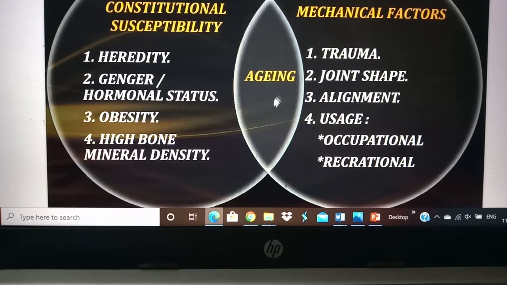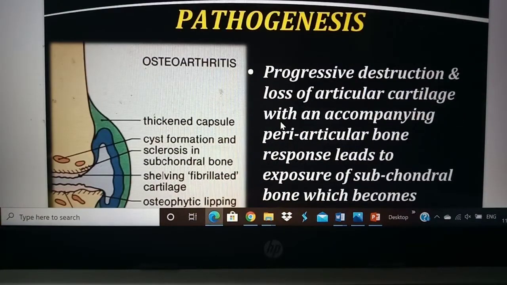Normally, aging itself can lead to osteoarthritis, but when these factors are present, it leads to an increased chance of osteoarthritis. So what happens? What is the pathogenesis? There is a progressive destruction of articular cartilage. Progressive destruction is a key word. Initially there may not be much damage, but as time goes, as the person becomes older, there is increased destruction of the articular cartilage.